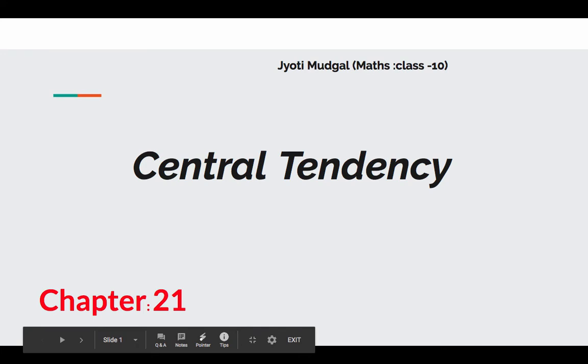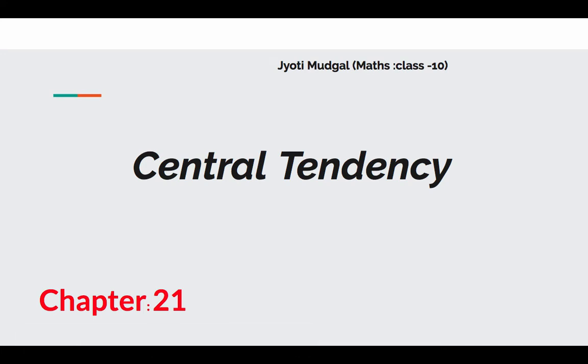Hello students, we are going to start with the next chapter today. Before I start, I hope all of you have completed the section formula. If a few students are still left with the work, they must complete it within a day.